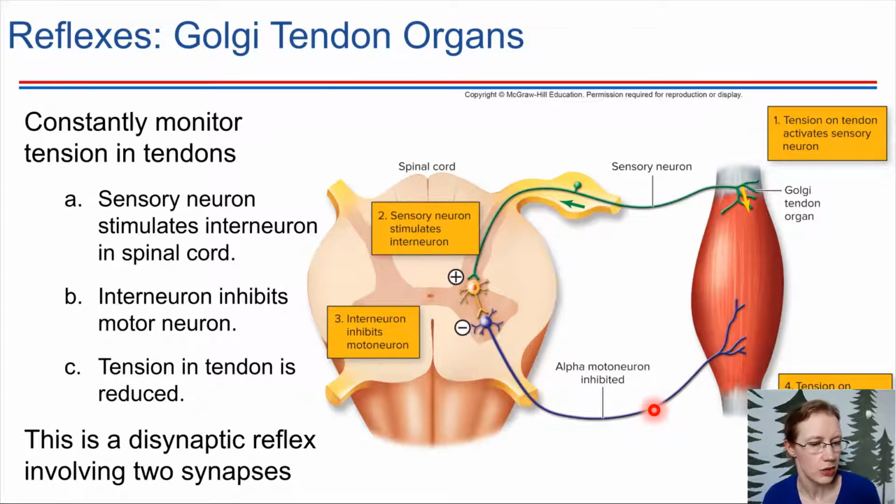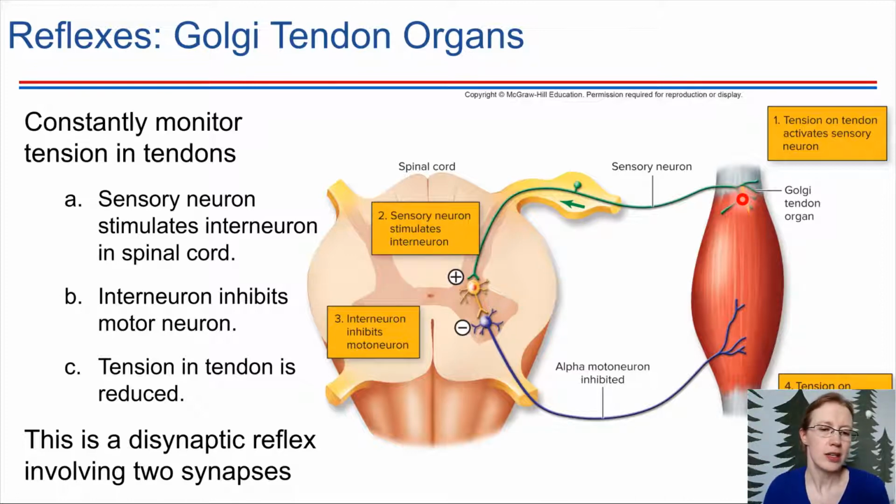The Golgi tendon organs are located, again, at the tendon, and when these are stretched, something very specific happens. If your tendon is being stretched, what we don't want to have happen is for that tendon to tear. We don't want a rip. That would be very bad. It takes a long time to heal.